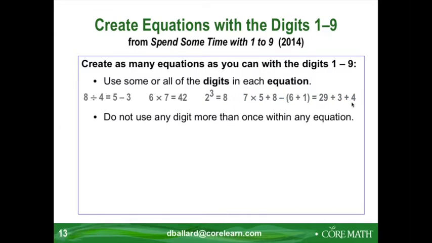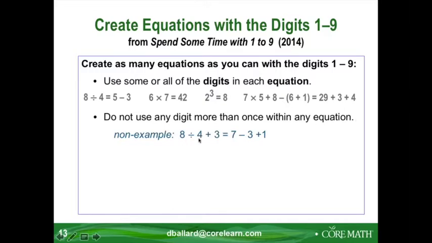Now you noticed I did not use any digit more than once within the same equation. I can reuse the digits on new equations, but within each equation I did not use the digit more than once. So you never see, like, the 3 used more than one time here, or 6 used more than once here. None of these cases are the digits repeated. So you can't do something like this.